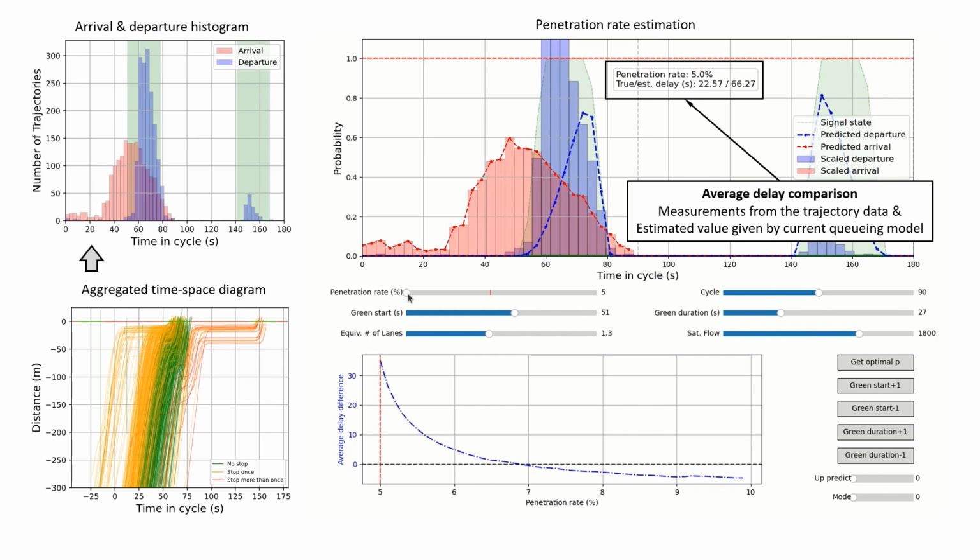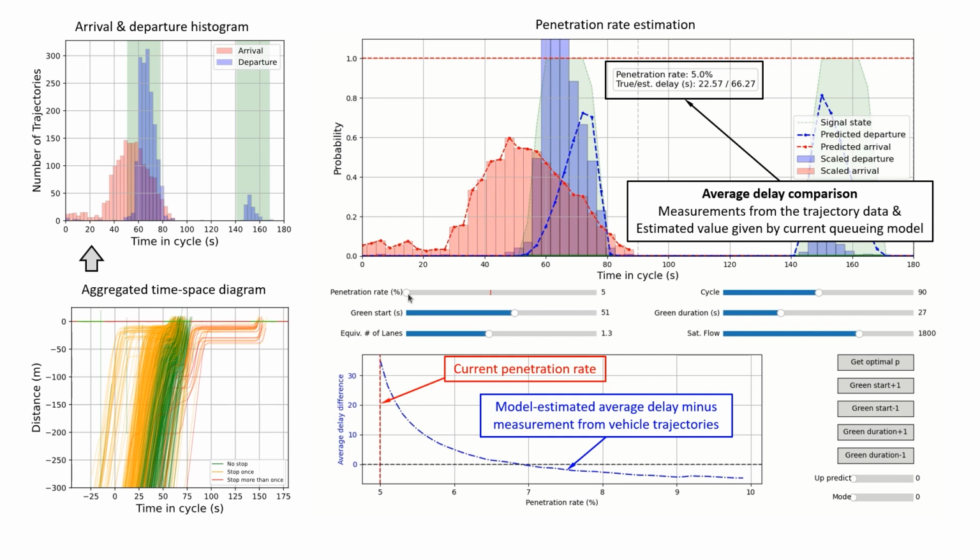The actual penetration rate can be estimated by matching the average delay from the model with the real-world measurement. In the bottom right figure, the red dashed line indicates the model's current penetration rate, while the blue curve represents the difference between the model and the observed average delay for different penetration rates.